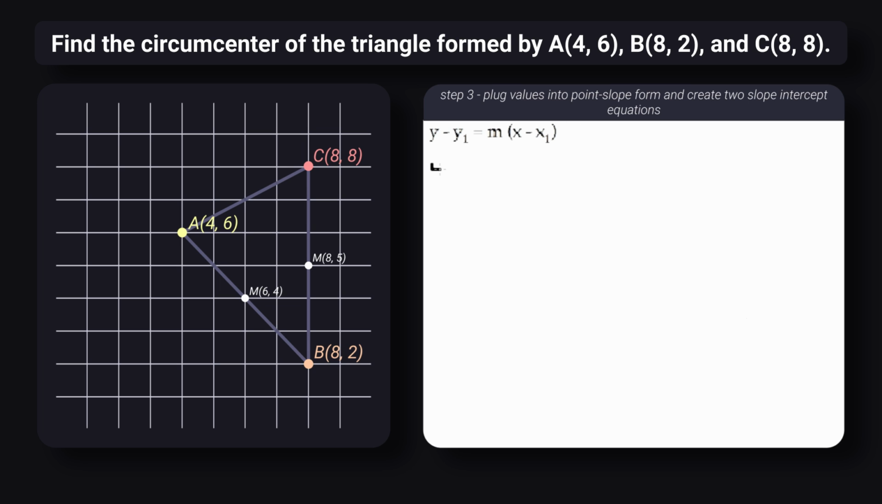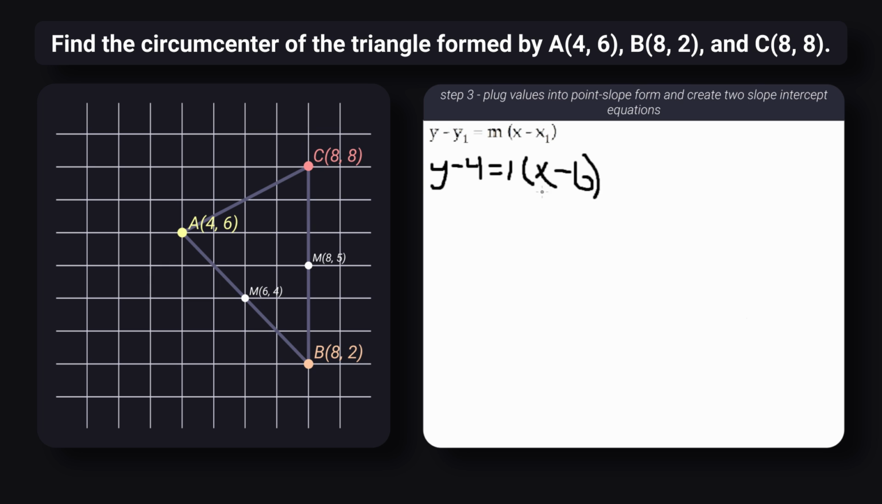So the y value of our first midpoint for side AB is 4. So we have y minus 4, and then equals our slope. So our slope for side AB, remember, was 1. And then x minus, and then our x value for the midpoint, in case you forgot, was 6. So x minus 6, just like that.